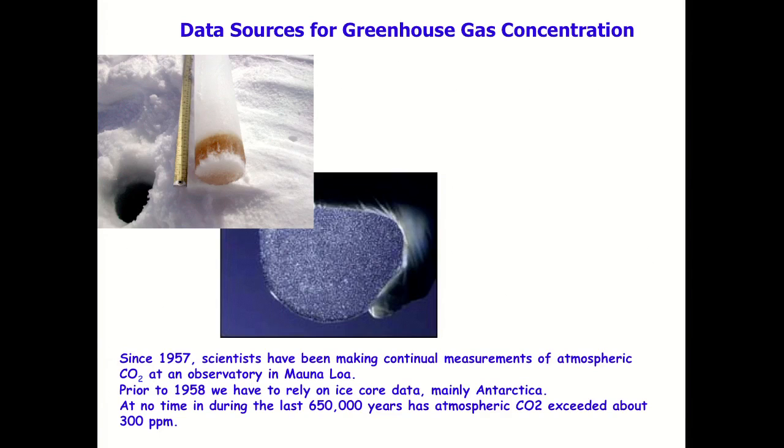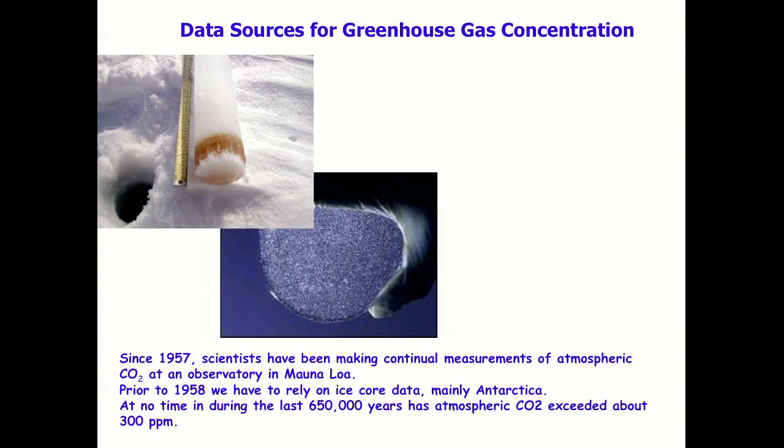Okay. Now again, we've already talked about this or alluded to this, but data sources are extremely important, and it's important we continue to collect those data. So the main one, in terms of going back through our 10,000 years, 650,000 years, are of course ice cores. And since about 1957, we have been making continuous measurements of atmospheric CO2, for example at Mauna Loa, but prior to that, we have to rely on ice core data. Most of that comes from Antarctica, although there is now more and more coming from Greenland.